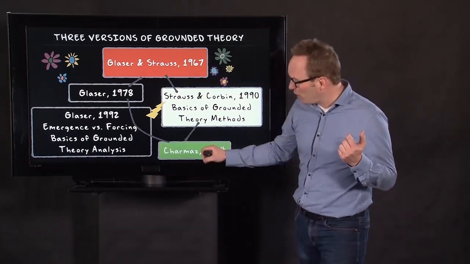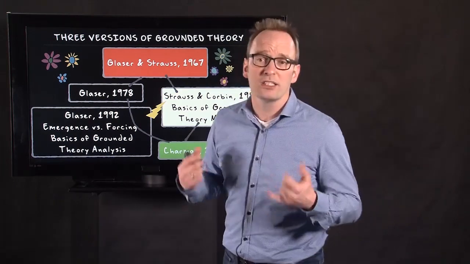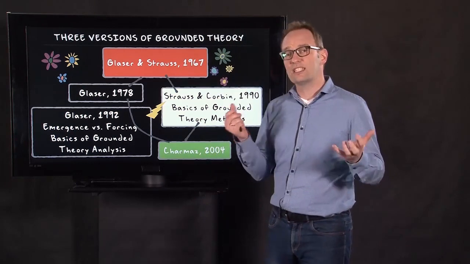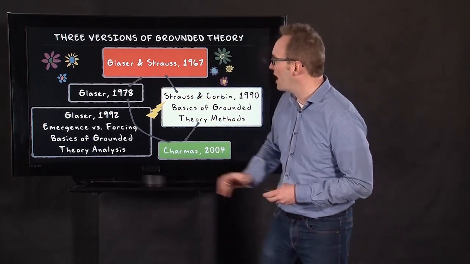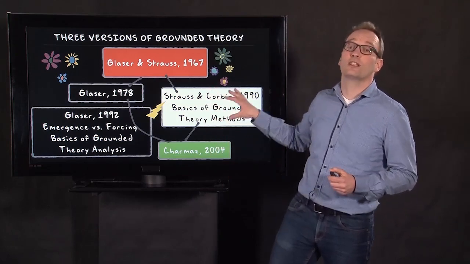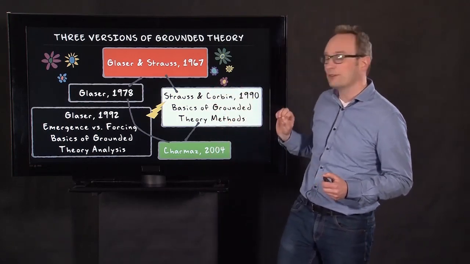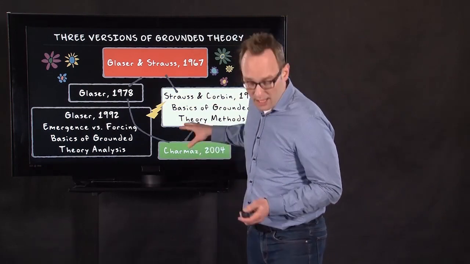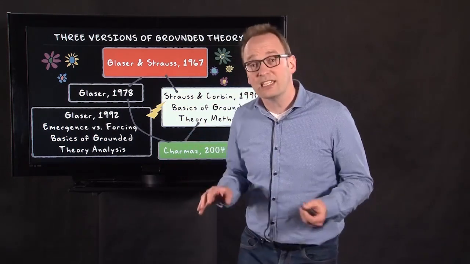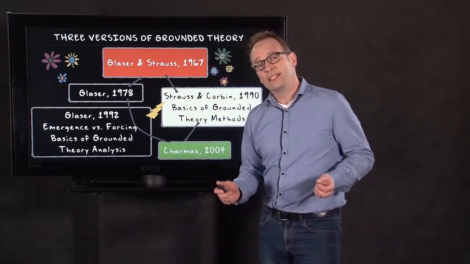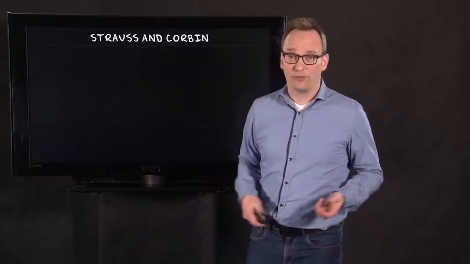And then in 2004, Kathy Charmaz wrote a book on constructivist grounded theory. So that's the third version. So we have Glaserian grounded theory, we have what is often called Straussian grounded theory, and we have constructivist grounded theory, as Kathy Charmaz and others are suggesting. So let's look at these three different versions.